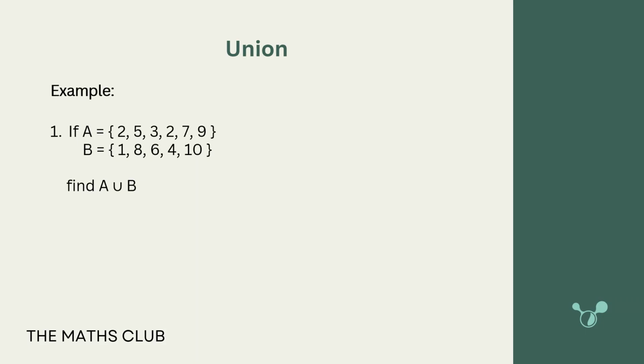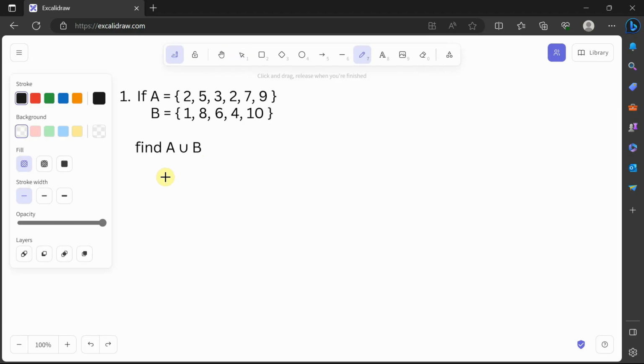In the first example, we're told that set A is {2, 5, 3, 7, 9} and set B contains {1, 8, 6, 4, 10}, and we're told to find the union of these two sets. Let's look at it together. I could say A union B is, if I open its braces, the best way I always try to do it is in ascending order so that I don't miss out anything. I could do it randomly and say 2, 5, 3, 7, 9, but it's possible that I miss out something. So let's do it in increasing order.